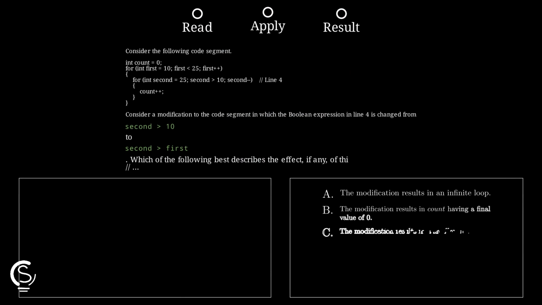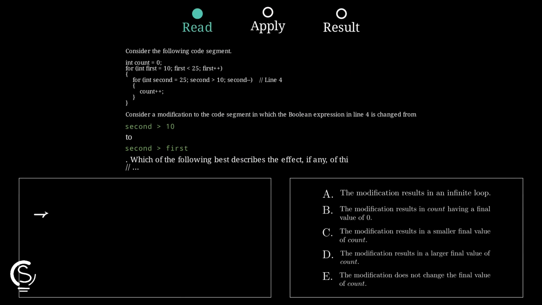In the original code, the inner loop always runs from 25 down to 10. This means for every single outer iteration, the inner loop executes exactly 15 times.